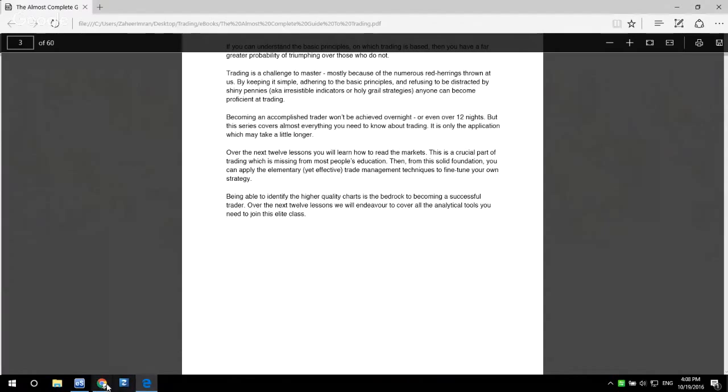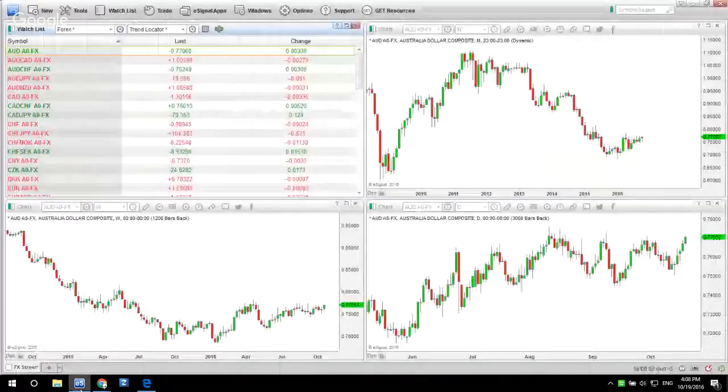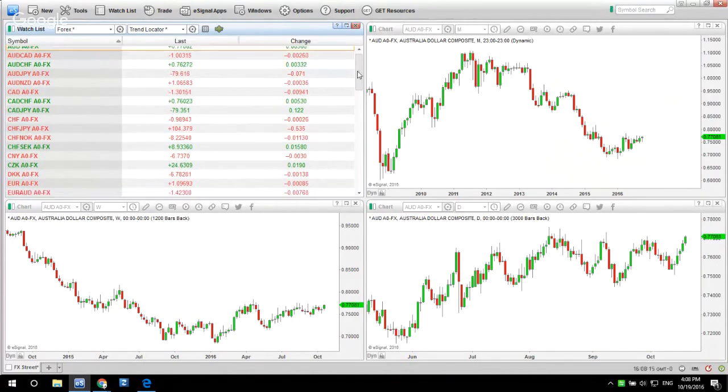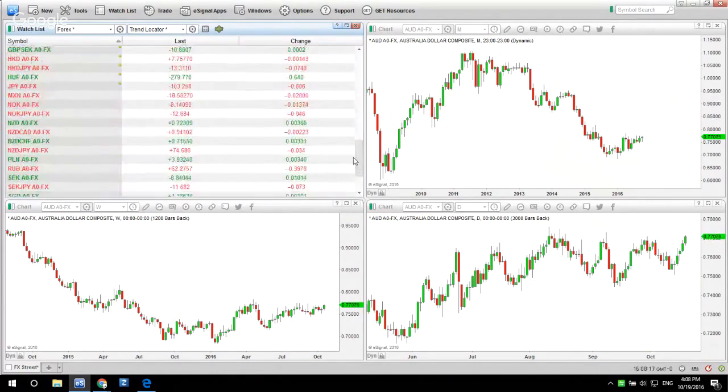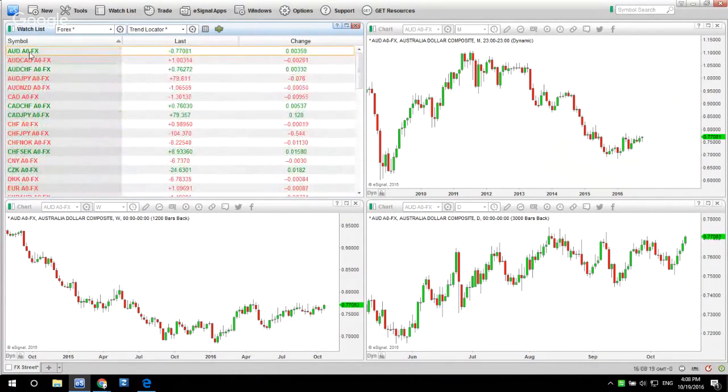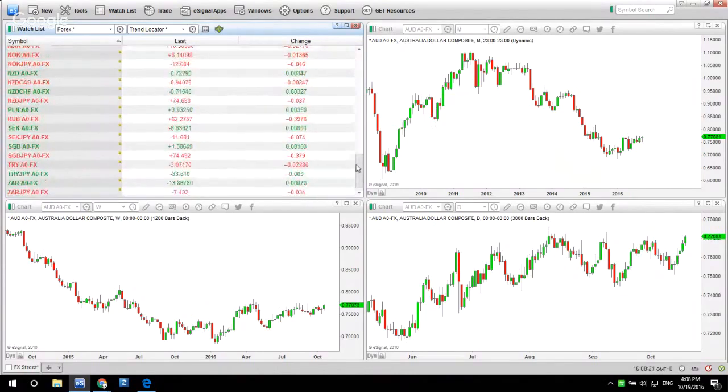Okay, all right, let's go straight to the charts now. What you can see in front of you is a typical chart setup of ours as a long-term trend trader. So first thing to note is I have a big watch list. In the top left corner, I have all the currencies available to me: Aussie dollar, US dollar, all the way down to the South African rand, Japanese yen at the bottom.